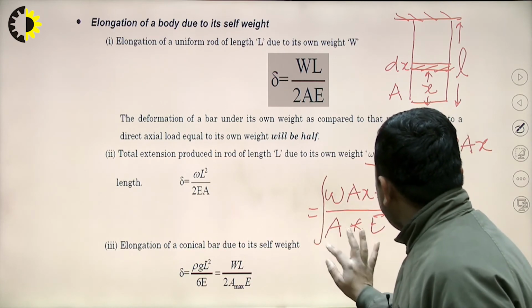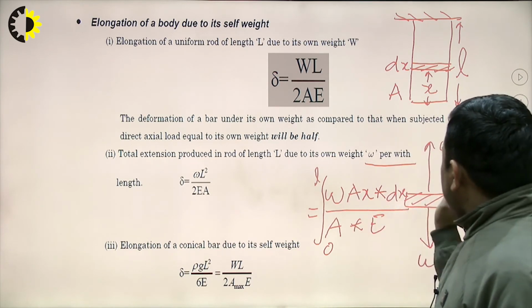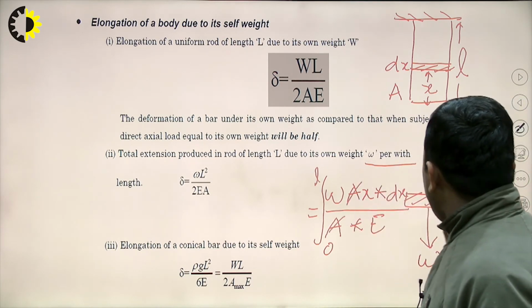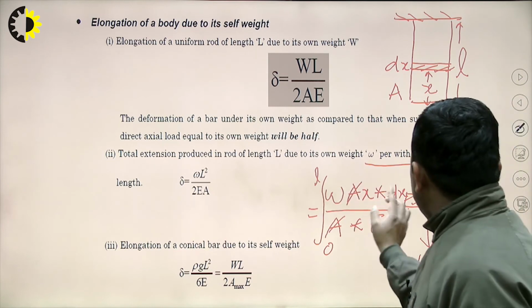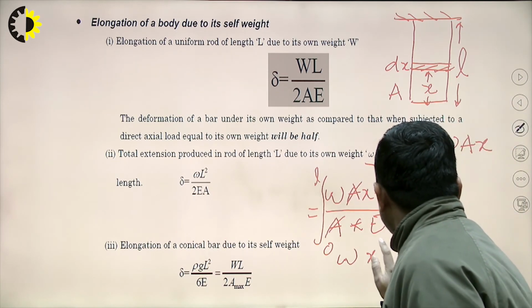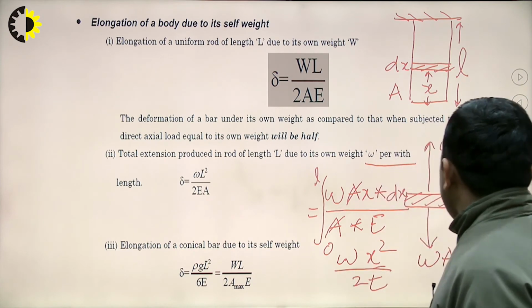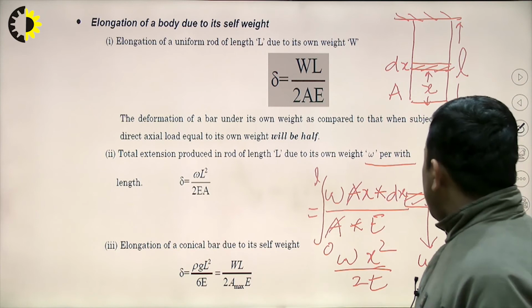Integrate this from 0 to L. So it is W A x, and A and A are getting cancelled. It is coming out as W x square upon 2 E.